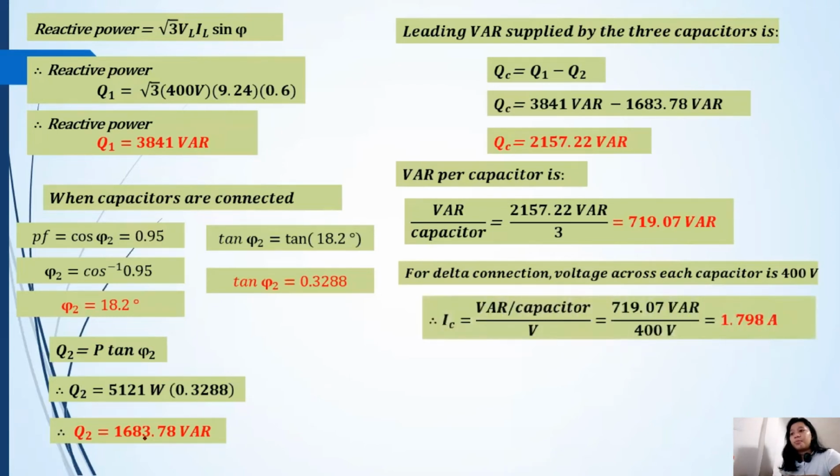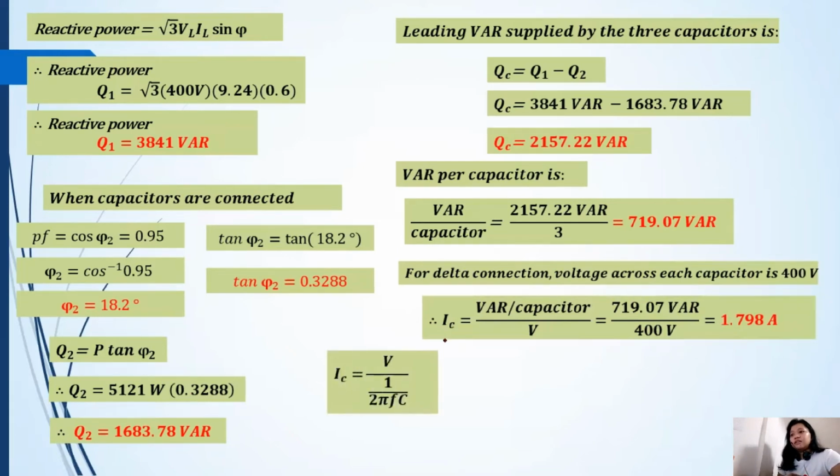For delta connection, voltage across each capacitor is 400 volts. So therefore, the IC is equal to the var per capacitor all over the voltage. So we have here already the var per capacitor, which is 719.07 var all over the 400 volts, which is our voltage. So we have the answer 1.798 ampere. That is for the IC.